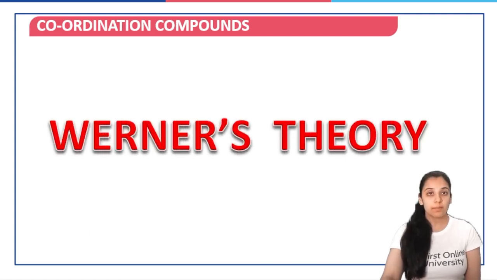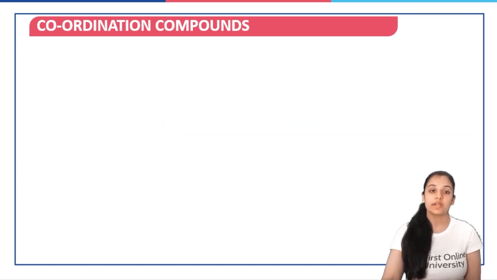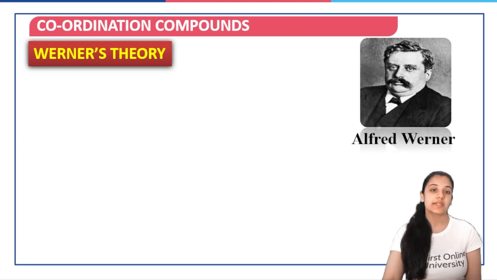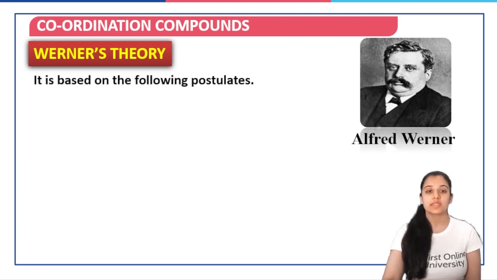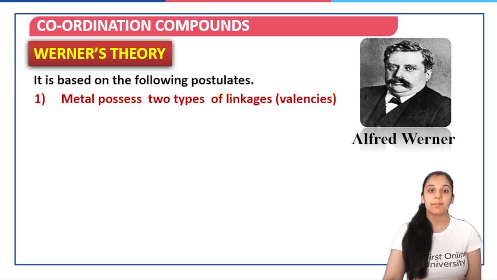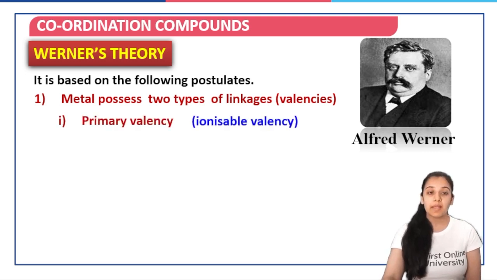Now, when we talk about coordination compounds, the first and the most important theory is Werner's theory. Now, what does Werner's theory state? Alfred Werner was the scientist who gave the following postulates. First is that the metal is going to possess two types of linkages, two types of valencies, primary and secondary valency. The primary valency is the ionizable valency.